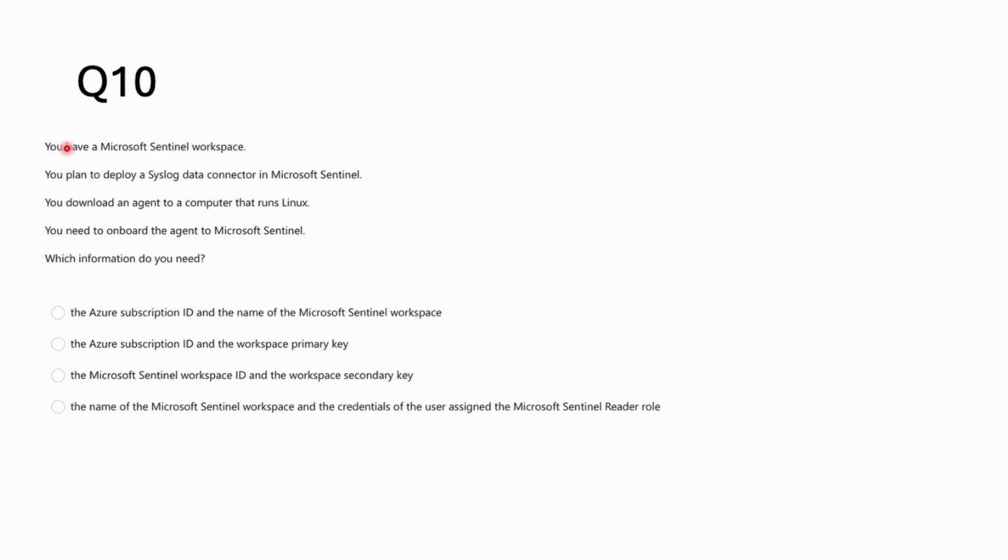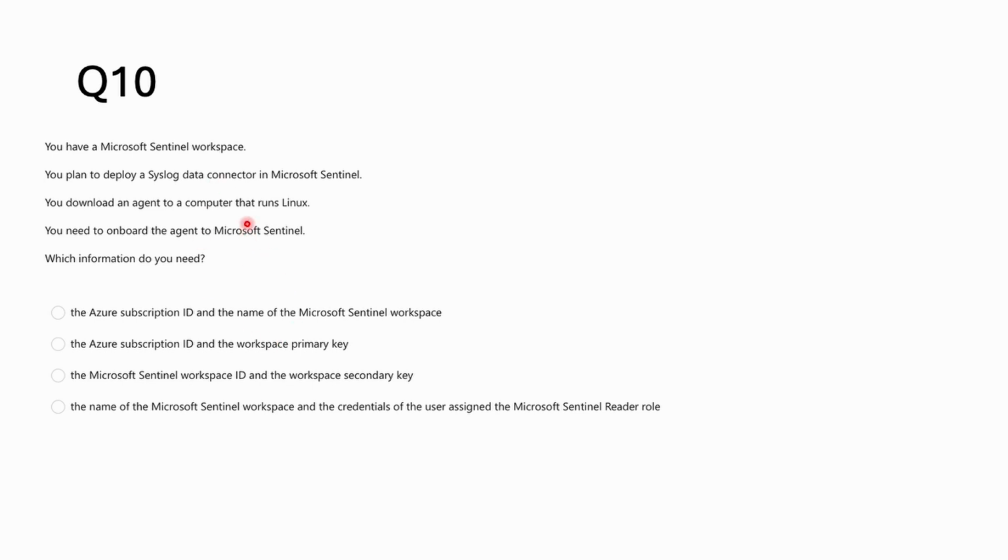Now, the next question is, you have a Microsoft Sentinel workspace. You plan to deploy a syslog data connector in Microsoft Sentinel. You download an agent to a computer that runs Linux. You need to onboard the agent to Microsoft Sentinel. Which information do you need? The options are the Azure subscription ID and the name of the Microsoft Sentinel workspace; or the Azure subscription ID and the workspace primary key; or the Microsoft Sentinel workspace ID and the workspace secondary key; or the name of the Microsoft Sentinel workspace and the credentials of the user assigned the Microsoft Sentinel reader role.